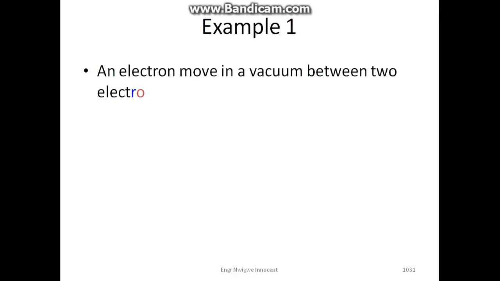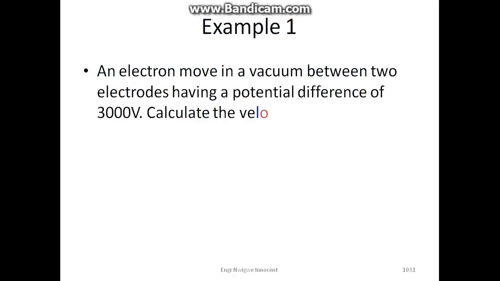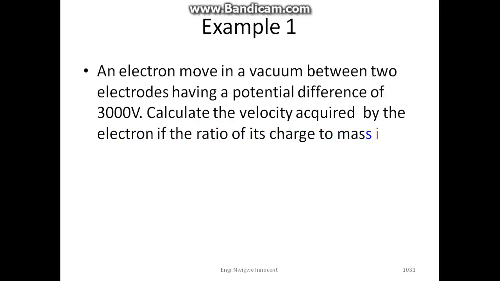Example 1. An electron moves in a vacuum between two electrodes having a potential difference of 3000 volts. Calculate the velocity acquired by the electron if the ratio of its charge to mass is 1.8 times 10 raised to power 11 coulomb per kilogram.